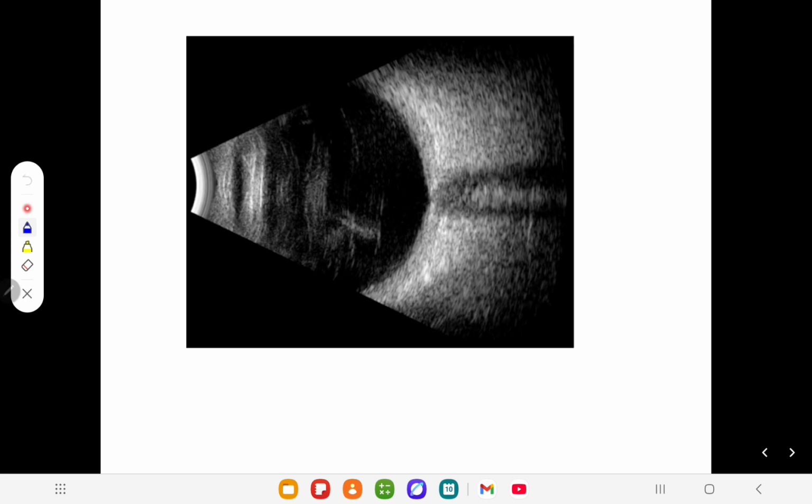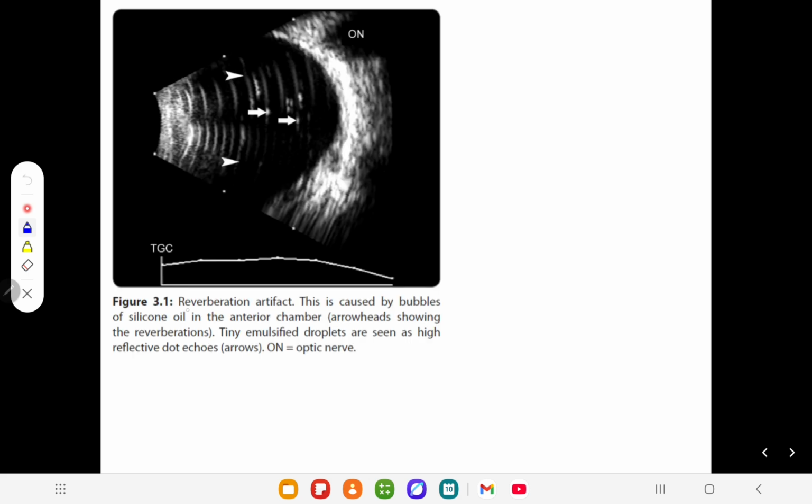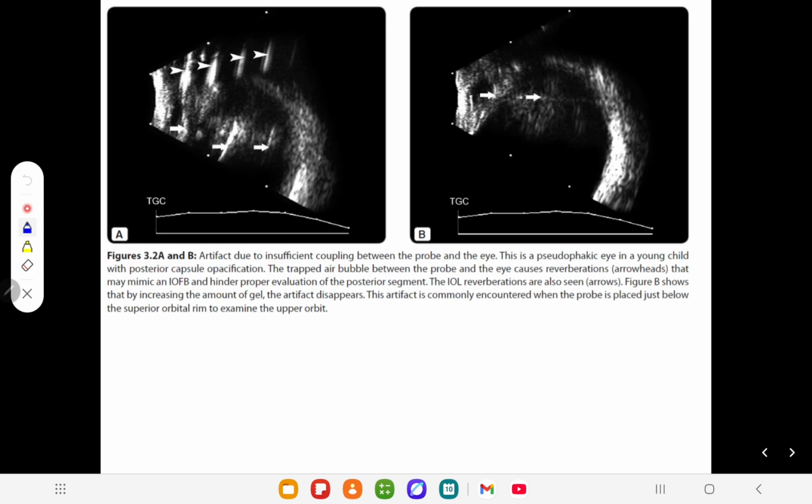I'll show you. Can you see this artifact? Actually in the vitreous there is nothing, but you can see reverberation artifacts this time. This is caused by a bubble of silicone oil in the anterior chamber, and the arrows show the reverberation. Can you see this type of reverberation, which is very common? In the second picture, can you see this type of reverberation, which is very common in ultrasound? Let me read all the things, which is very important.